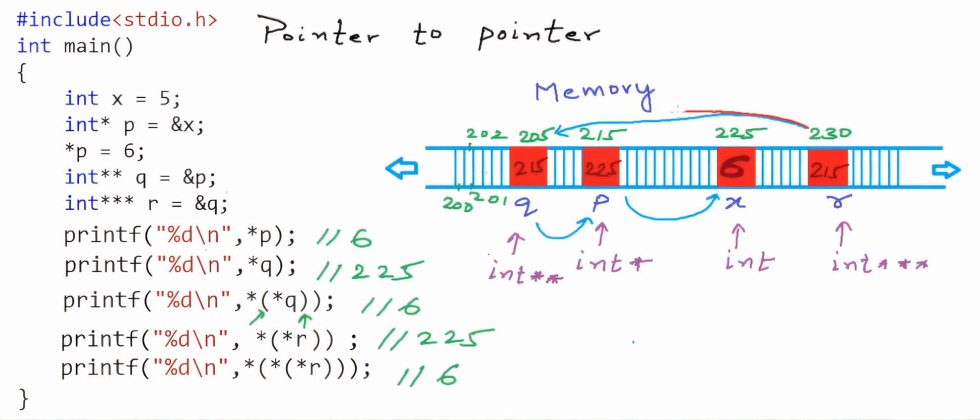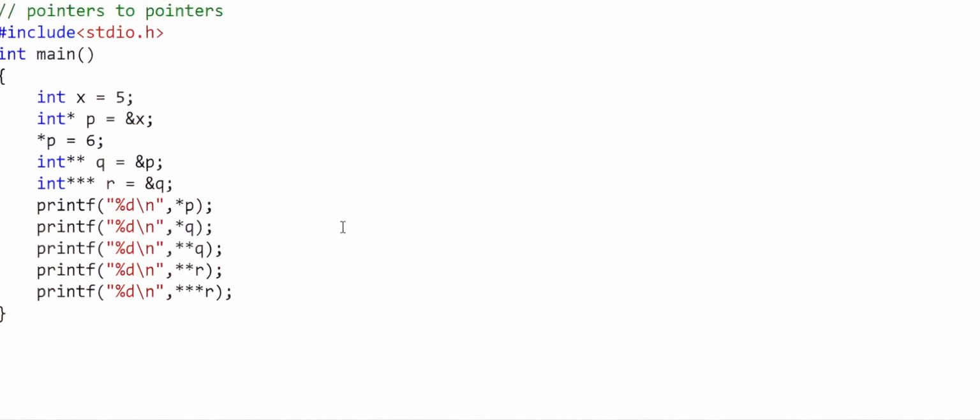From r we are using one asterisk operator and we are able to go to q, then we are using the asterisk operator twice and we reach p, and then we are using the asterisk operator thrice and we reach x. Let's make some more changes in this code and run this in a real compiler.